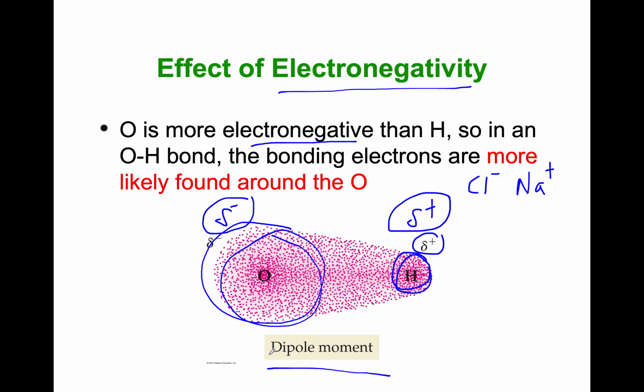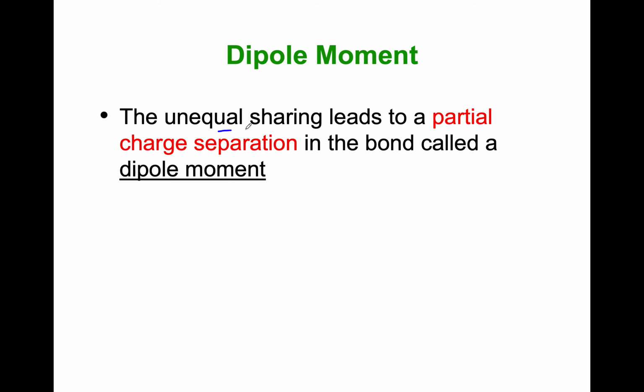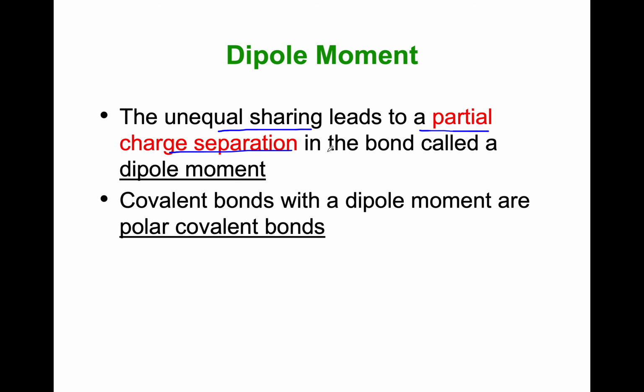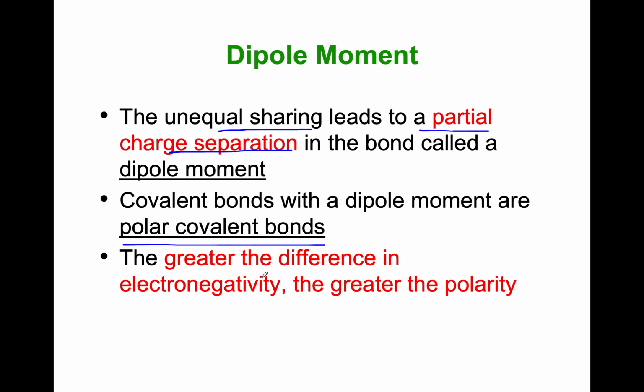We have a pole, and you could also see this with an arrow, so a positive end of an arrow, and the arrow end just pointing to the negative area where the electrons are more likely to be. So that's representing this dipole moment. That's the unequal sharing and what's called a partial charge separation. So if you have a covalent bond that's not sharing evenly, you can have polar covalent bonds. One has more of the electron regions than the other, and the bigger the difference in electronegativity, the greater the polarity.